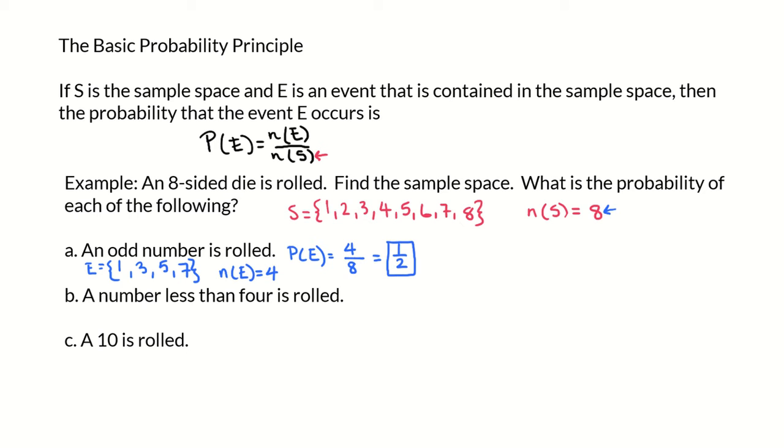Example B, a number less than 4 is rolled. The numbers that are less than 4 are 1, 2, and 3. Note that it says less than and not less than or equal to. So we do not include 4. So for this part of the example, the size of the set E is 3. So that means that the probability that E happens, that we roll a number less than 4, is equal to 3 over the sample size, which is 8. In this case, we can't reduce this probability, so our probability is 3 over 8.